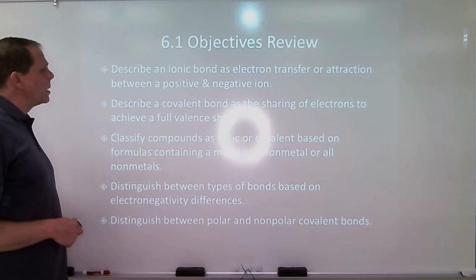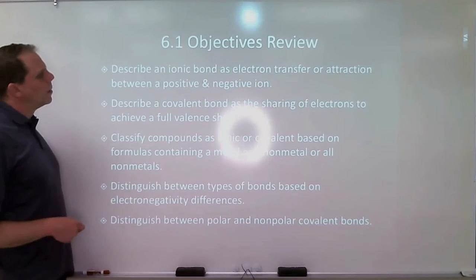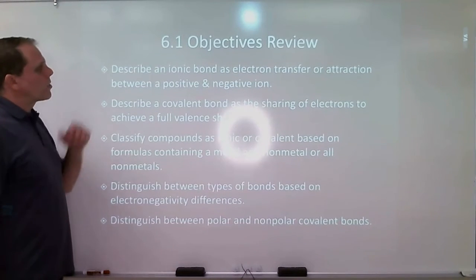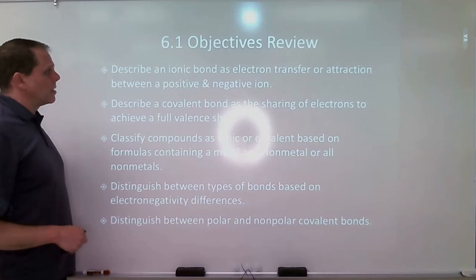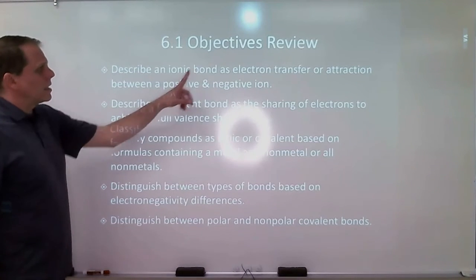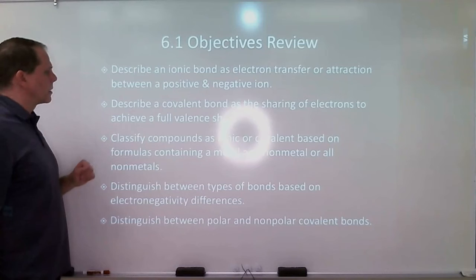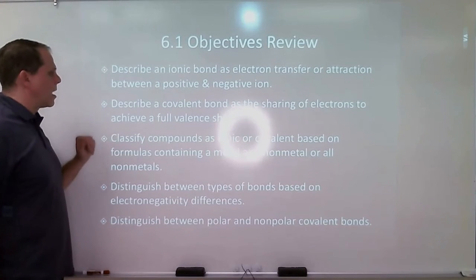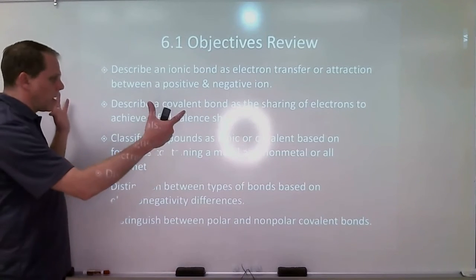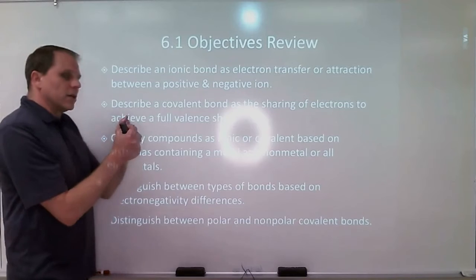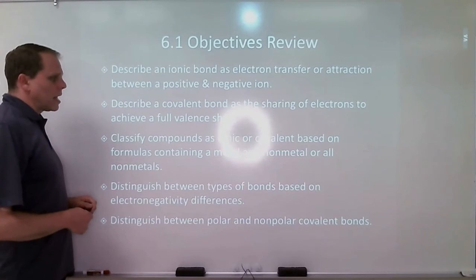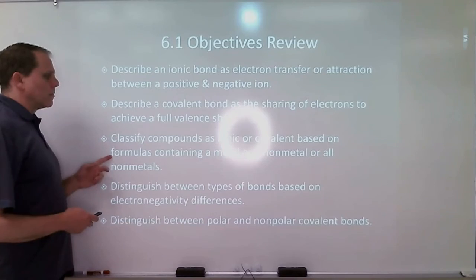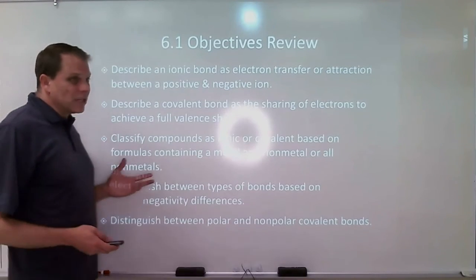So let's look and see if what we have learned is now in our brains. All right. Describe an ionic bond as electron transfer or attraction between a positive and negative ion. Okay, yeah, ionic is electron transfer. Sweet, okay, positive ion, negative ion. We got that, ionic compound. Covalent compounds, sharing, so that they get that full valence shell, they want to try to get to that full octet, right? Yep. Classify a compound as ionic or covalent based on the formulas, metal, non-metal. Yeah, I could do that.